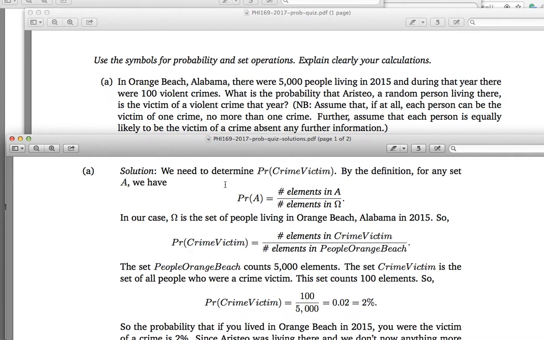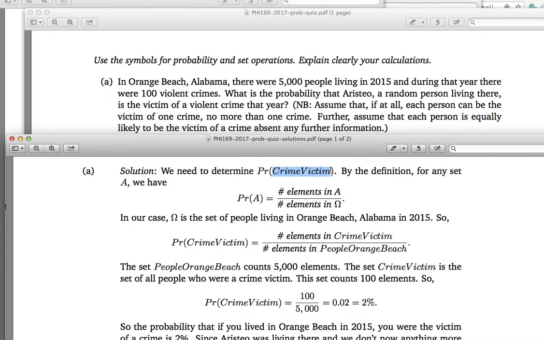So we need to determine the probability that someone is the victim of a crime. And so here I wrote crime victim. This is just a name that I give, and we should think of this as a set, right? Because the event of being the victim of a crime is represented mathematically as a set. I use this label crime victim just because it's easy to remember, but you can of course use any name you want.